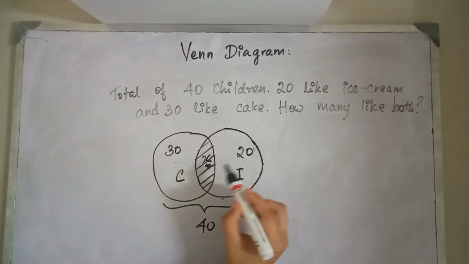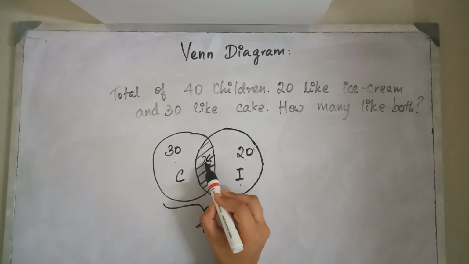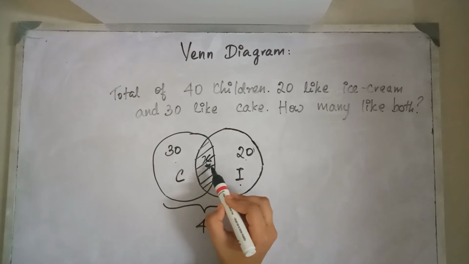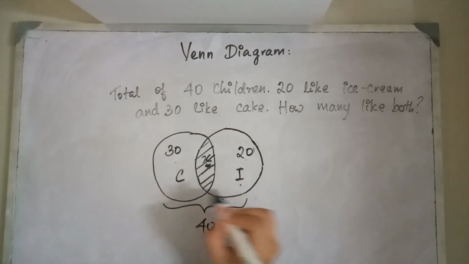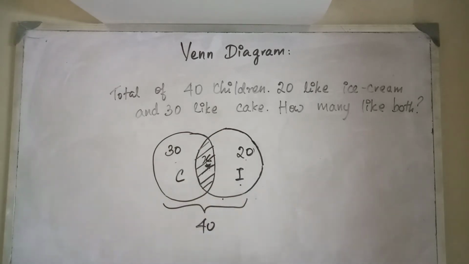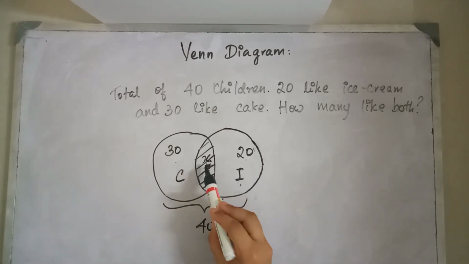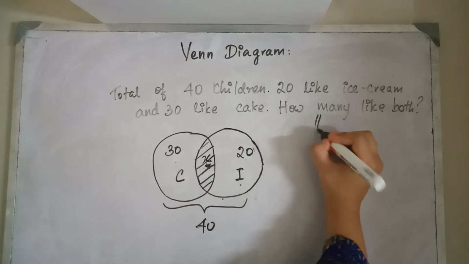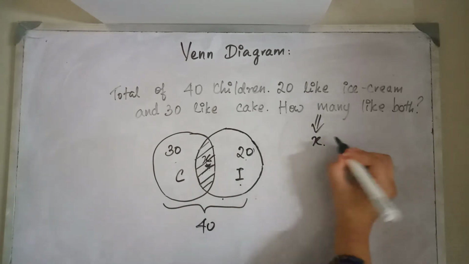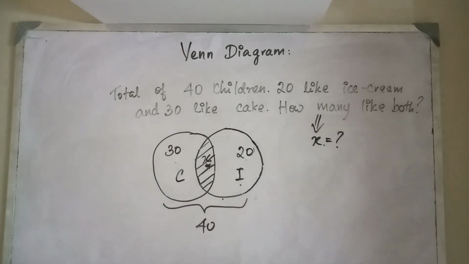Now you can notice that there's an overlapping part labeled as X, and this part is the number of children who like both cake and ice cream. Now the question wants you to find out this part X, because they want to find out how many like both. So they're asking how much is X. So how do we find this out?